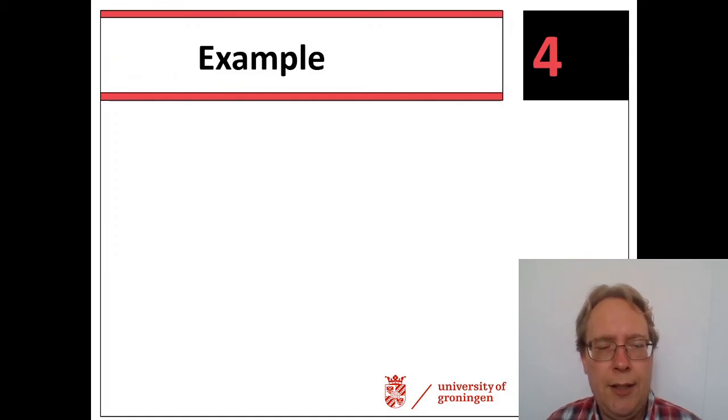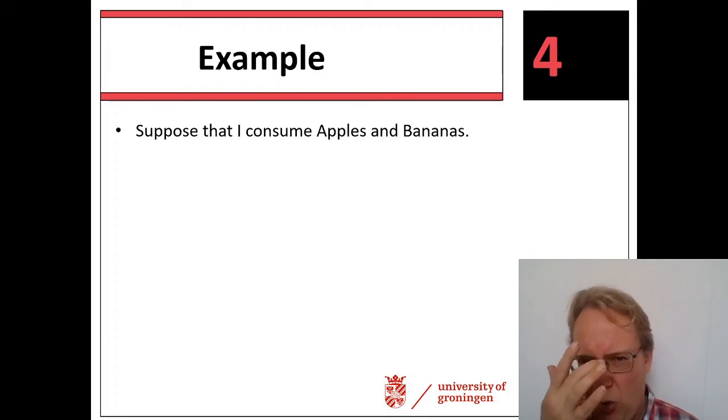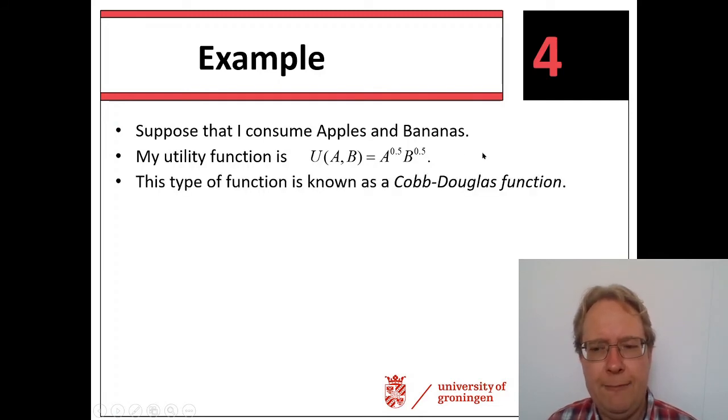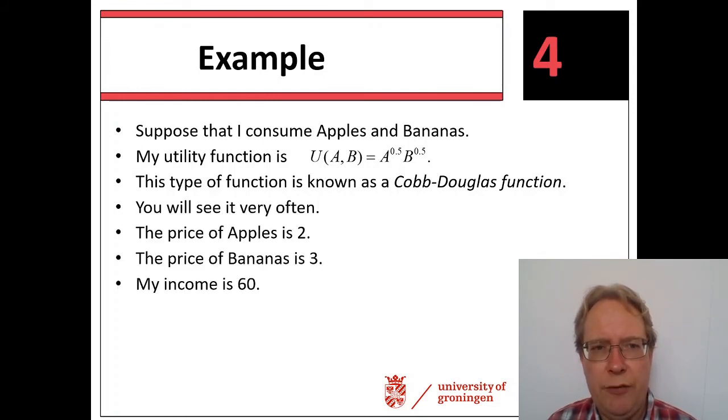Good. An example. So here's an example of how we're going to play around with this kind of utility maximization problems in the tutorial, in the practical, in the exam, what have you. So suppose that I consume apples and bananas. This is my utility function, a Cobb-Douglas function, A to the power 1/2 times B to the power 1/2. And indeed, I already mentioned that, it is known as a Cobb-Douglas function, and you will see it very often.